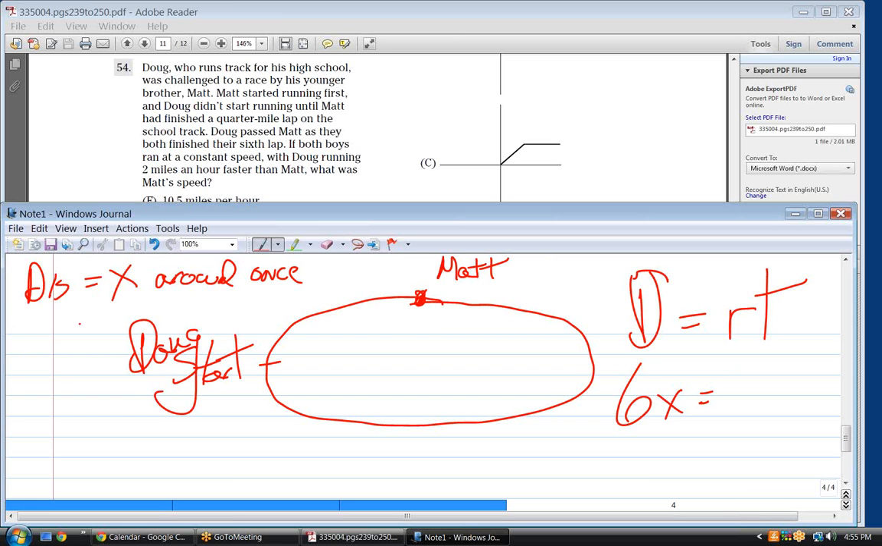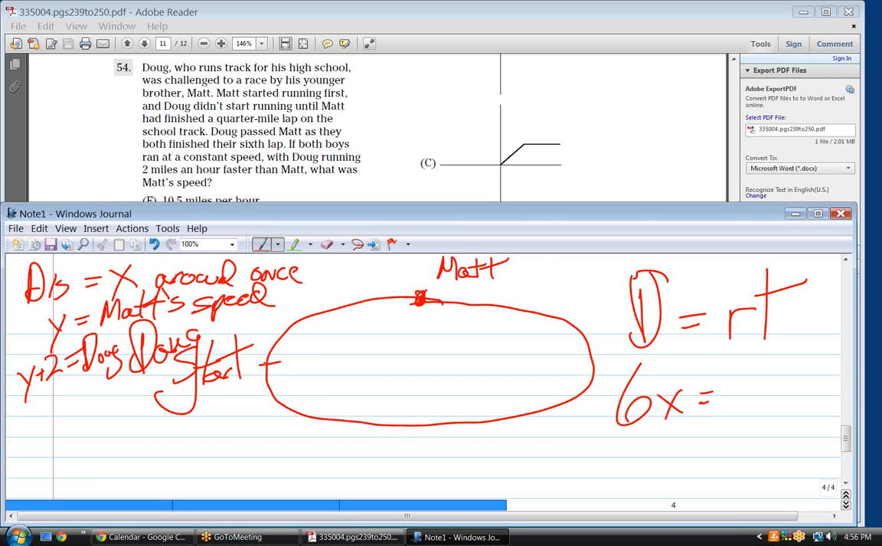Hold on, let's go back and define a few variables. We'll make x be the distance around the track. Okay. Let's let y be Matt's speed. That means Doug's speed is y plus 2. Okay? Now we should be able to come up with some equations.